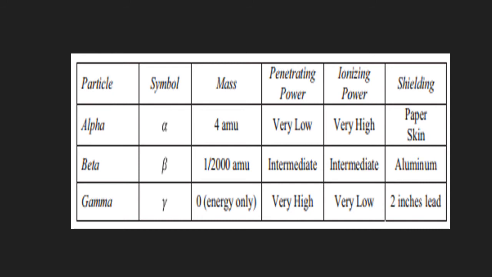Penetrating power of alpha is very low, it can stop in a sheet of paper. Penetrating power of beta is medium, but penetrating power of gamma is very high. Ionizing power of alpha is very high, ionizing power of beta is medium, but ionizing power of gamma is very low because it depends on the charge. Also it indicates that alpha particles stop in skin or a paper sheet, but beta stops in an aluminum sheet. Gamma radiation stops in 2 inches thickness of lead.